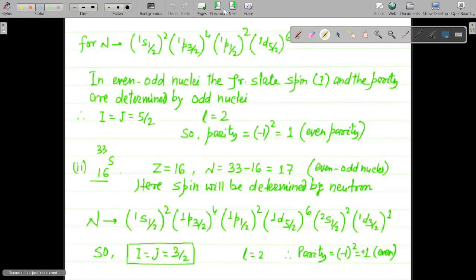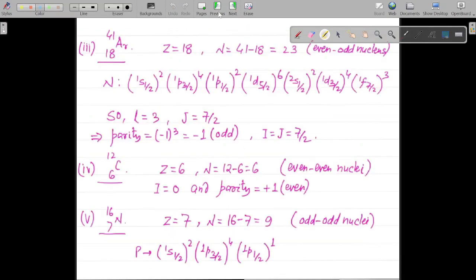Now let us move on towards our third example, which is argon 18, 41. Before moving on to argon 18, 41, I would like to tell you one thing.